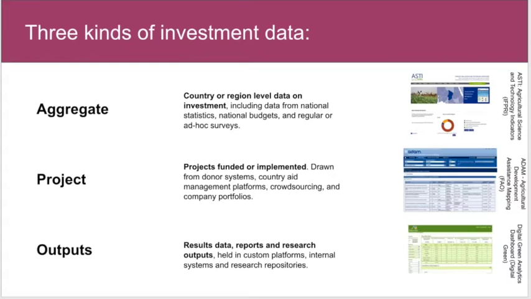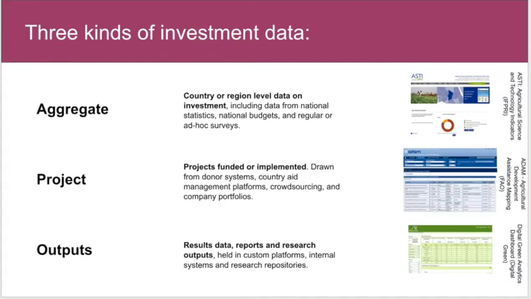Firstly, we're looking at the aggregate level. What's the country or region level data on investments? And we're finding that that's coming from national statistics, from national budgets, or from regular or even ad hoc surveys. So something like the Agricultural Science and Technology Indicators give a view drawing on survey methods and other methods of aggregate level investments going into a country or a sector. Across those sources, many different classifications and data structures being used, but giving that high level picture.